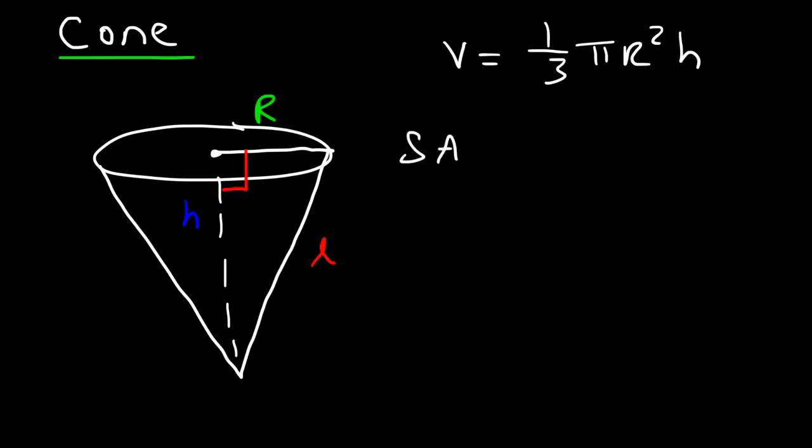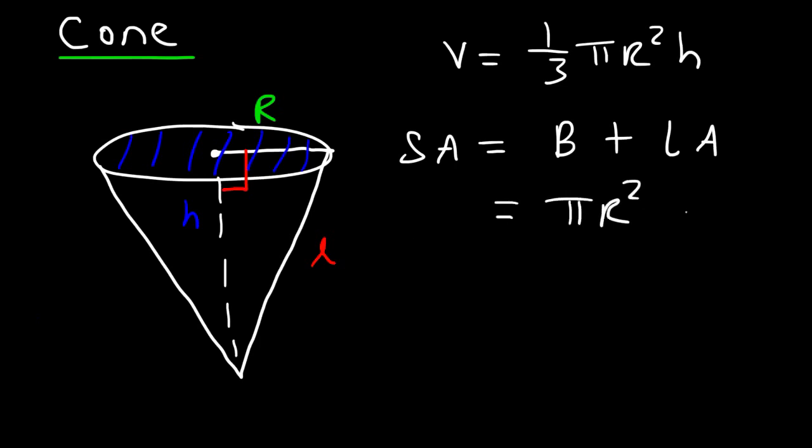Now the surface area is the area of the base plus the lateral area. Just like before, we know the area of the base is the area of the circle. And there's only one circle this time, not two like in the last problem. So it's 1 pi r squared as opposed to 2 pi r squared.